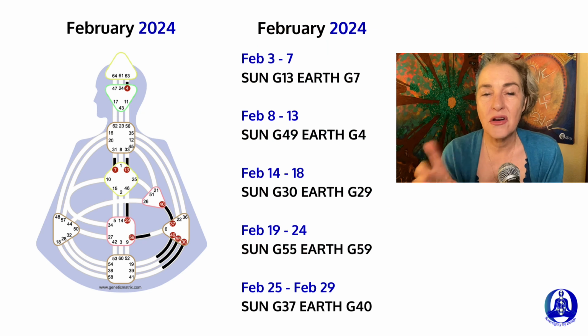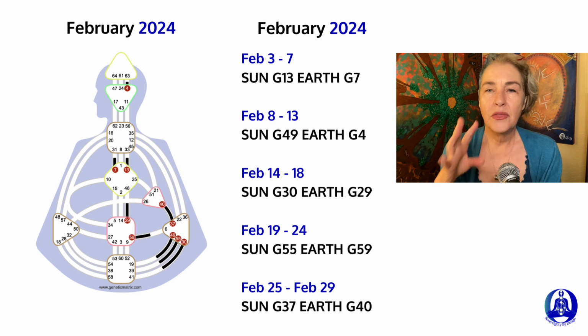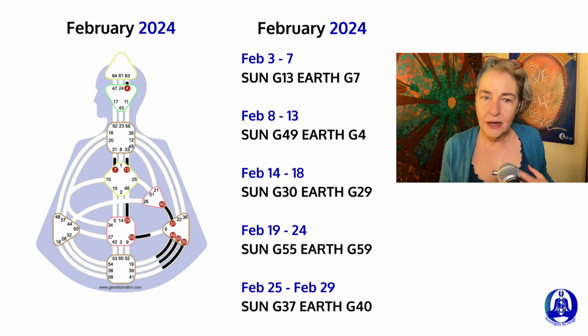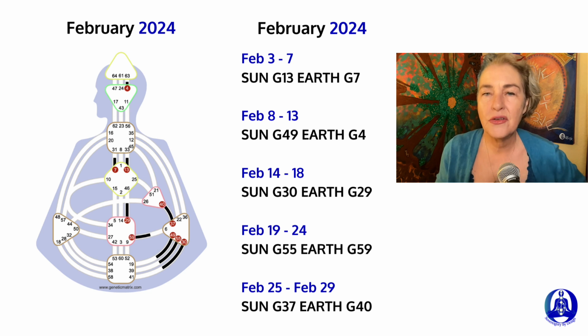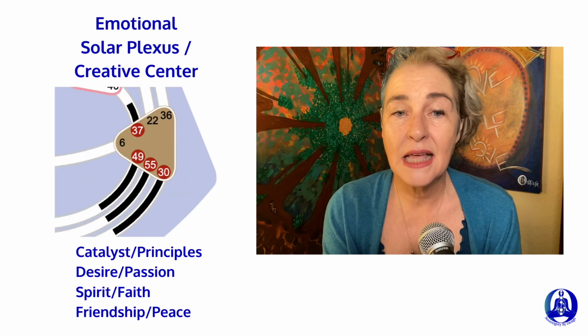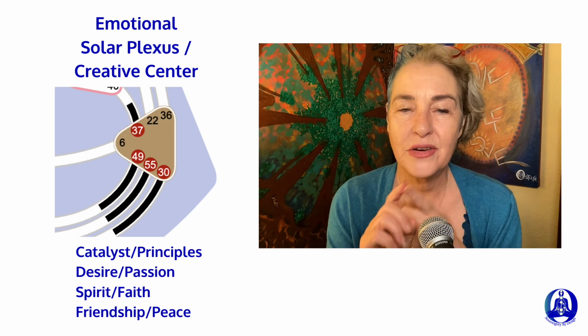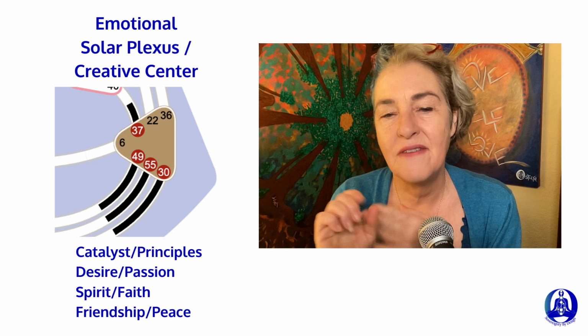Here are the sun and the earth gates, and I just lit them up here on this particular body graph so that you could see them. I'm not going to go through what all of these are because we're going to talk about that more later, but you can see that we're really looking at gates that are over here on the left-hand side of the body, right? And in particular, the emotional solar plexus is all lit up. So these are all of the different gates that the sun is going to be lighting up during this month. So we have the 37, the 49, the 55, and the 30.